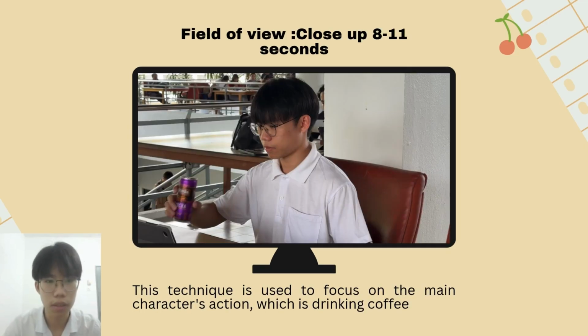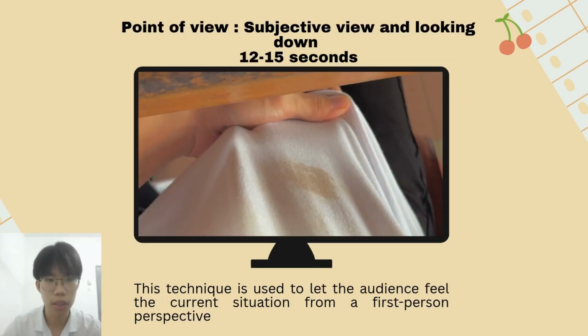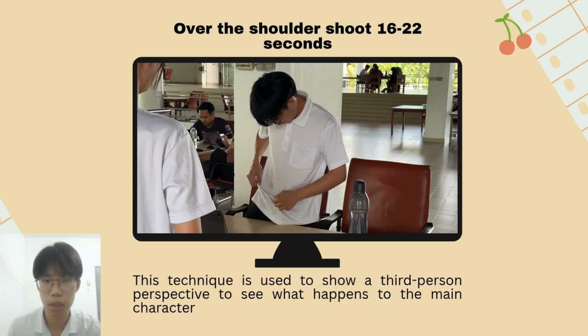The second technique is a close shot. This appears from 8 to 11 seconds, and this technique is used to focus on the main character's actions, which is drinking the coffee. Next, the third technique is subjective view with looking down. It appears from 12 to 15 seconds, and this technique is used to let the audience feel the current situation from a first-person perspective.